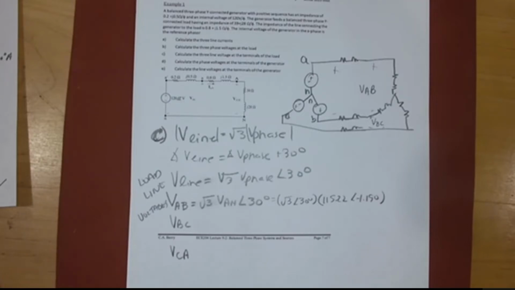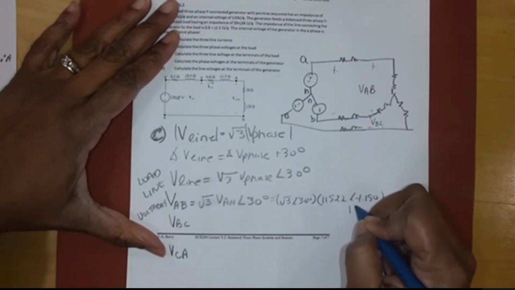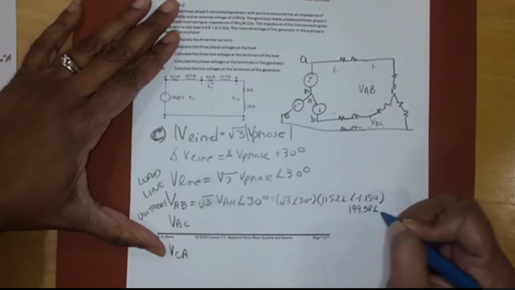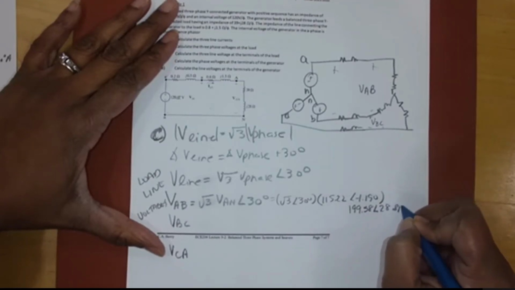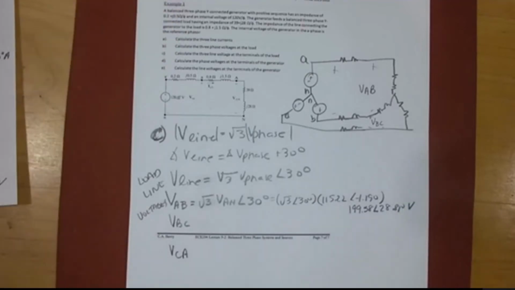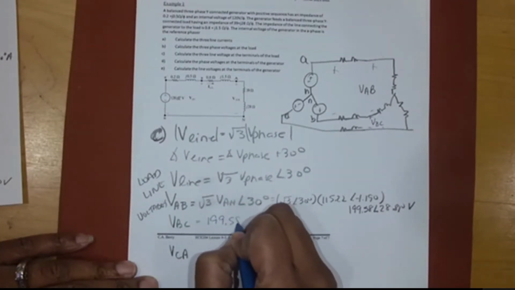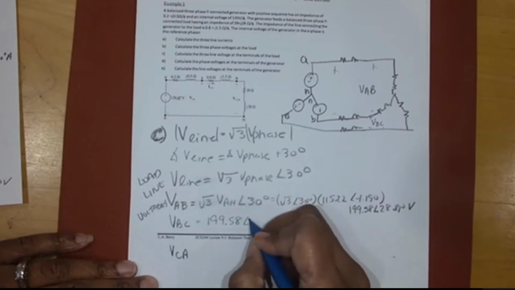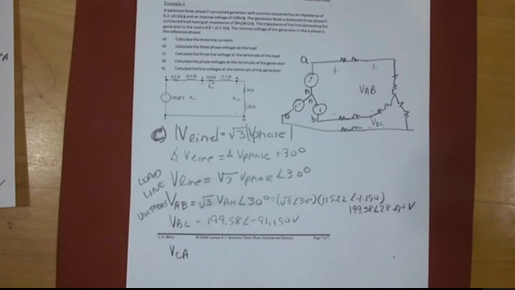Okay, so VAB ends up being 199.58 with an angle of 28.81 degrees. Did anyone get that? Okay, Ethan says yes. VBC is also 199.58 with an angle of negative 91.19 degrees. Remember, once you find the first one, you just delay by 120 to get the next two.